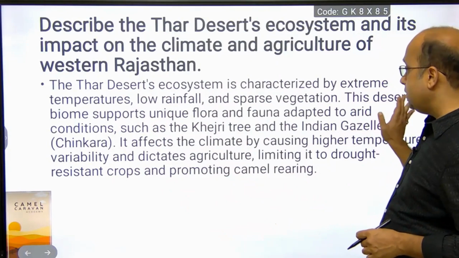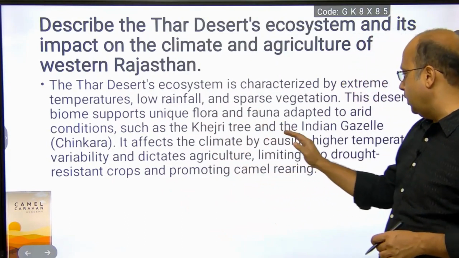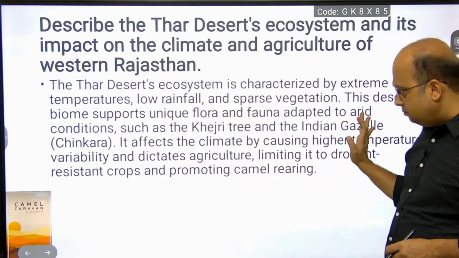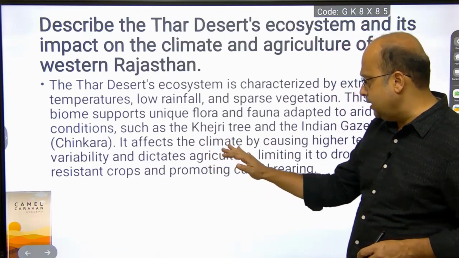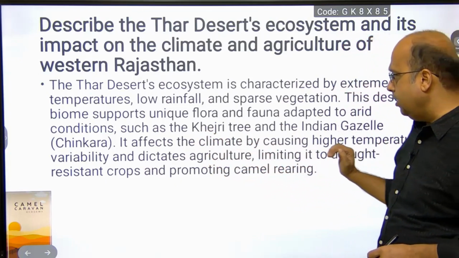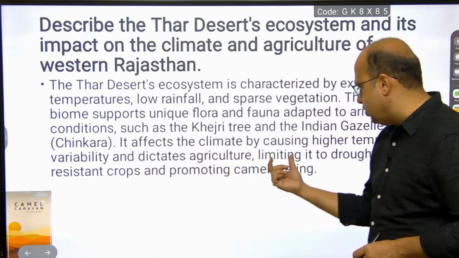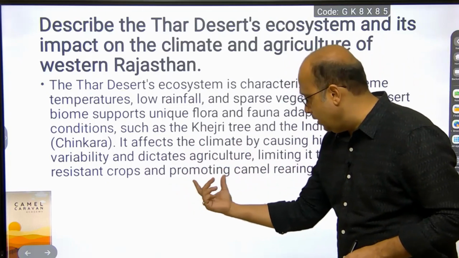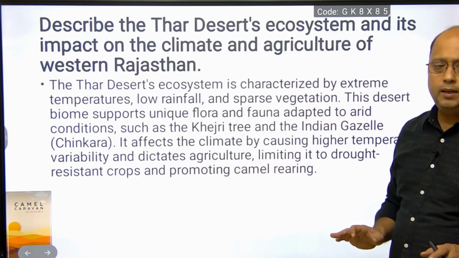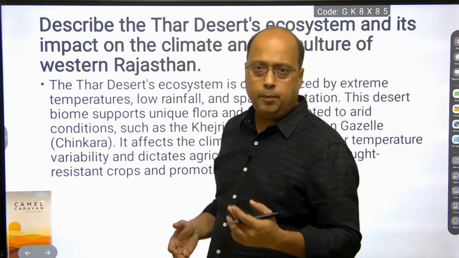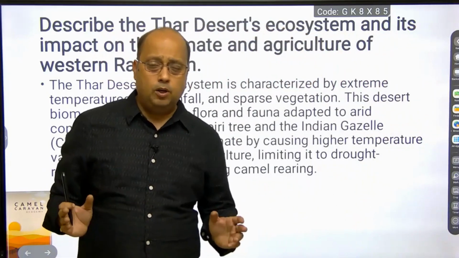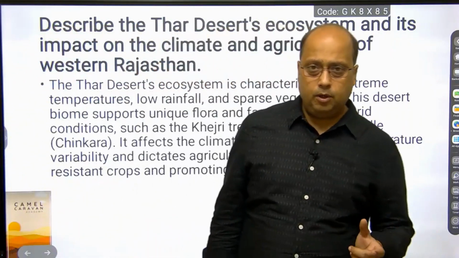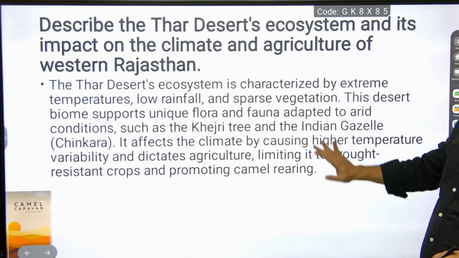Okay, this desert biome supports unique flora and fauna adapted to arid conditions such as the khejri tree and the chinkara. It affects the climate by causing higher temperature variability, dictates the agriculture, limiting it to drought-resistant crops, and promoting camel rearing. So what we have done by putting in a comma is we have inserted many similar words, so that with limited words we can address many things. So that is where the mastery of writing an answer lies, putting commas, putting similar words. So that is how we have tried to address it.